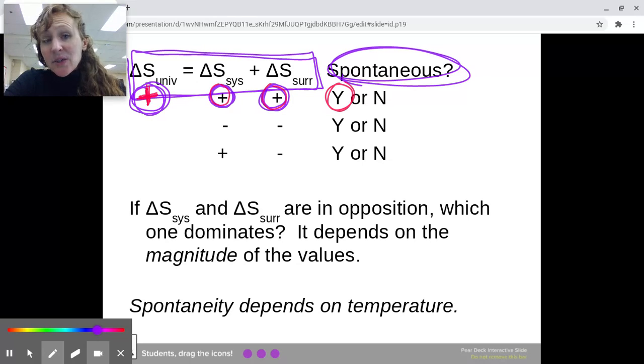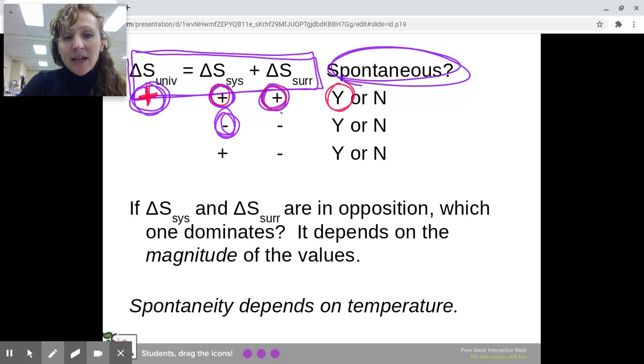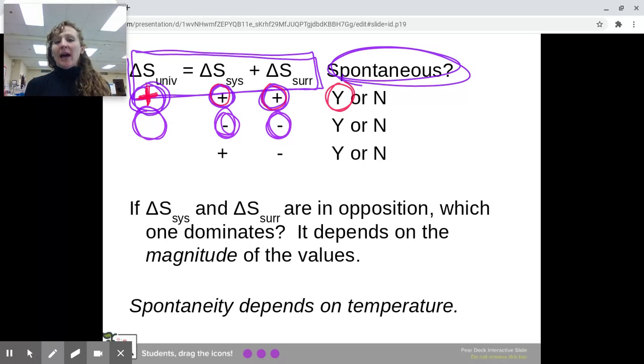All right, the next scenario is really similar. So in this next scenario, you have entropy of the system is negative, entropy of the surroundings is negative. So what does entropy of the universe come out as? And is there any scenario where it doesn't come out to be that? In this case, if both of these things are negative, no matter how big or small the numbers are, entropy of the universe is always going to come out to be negative, and therefore it's going to be non-spontaneous. Okay, now let's look at the last one.